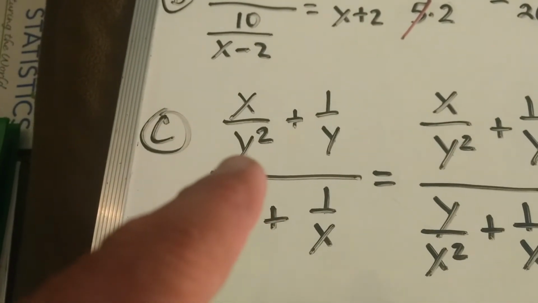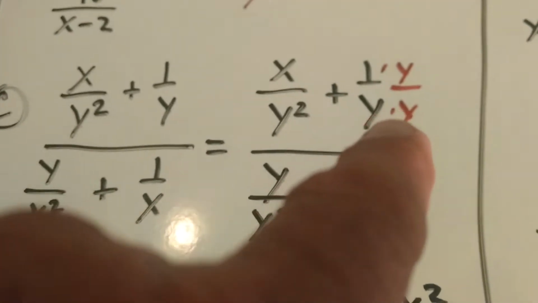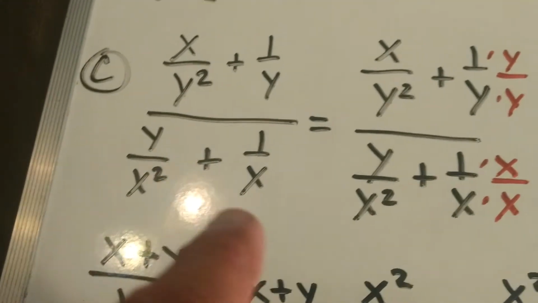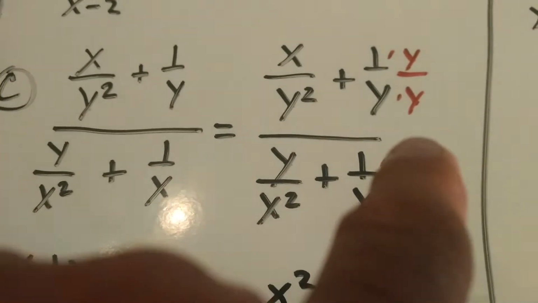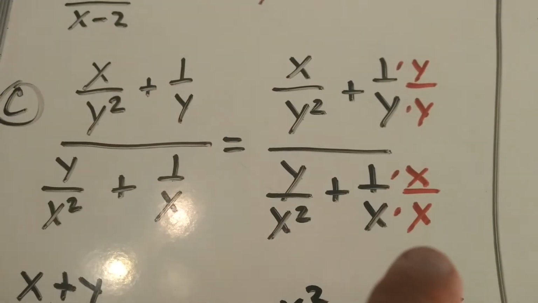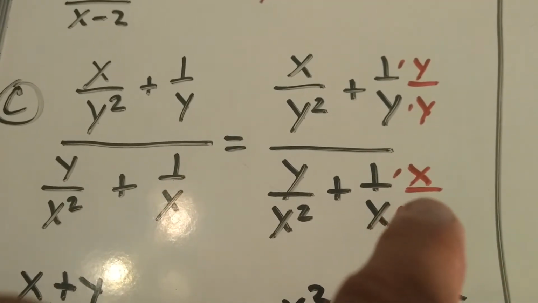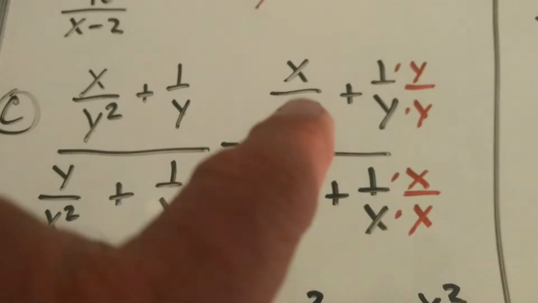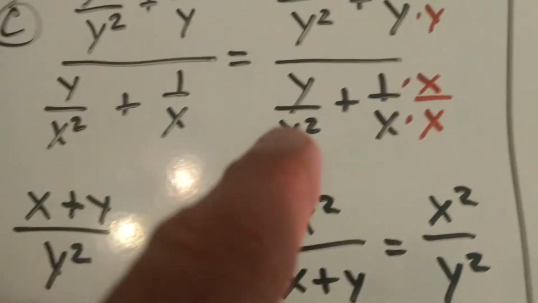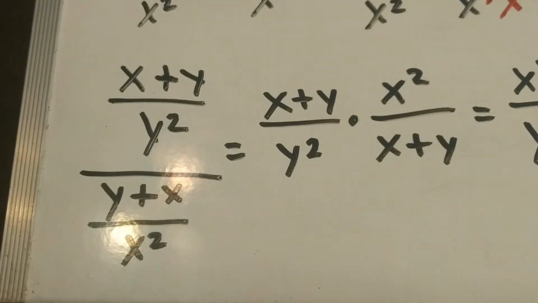So if you look at this, the least common denominator is y squared. So that's the reason I multiplied this one by y over y. The least common denominator here is x squared. So that's the reason I multiplied this one by x over x. Remember, when you change fractions, whatever you multiply the denominator by, you've got to multiply the numerator by the same thing. So multiplying this out, this becomes x plus y over y squared. This becomes y plus x over x squared.